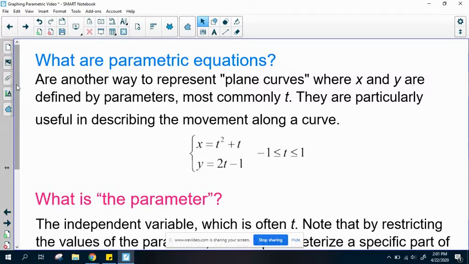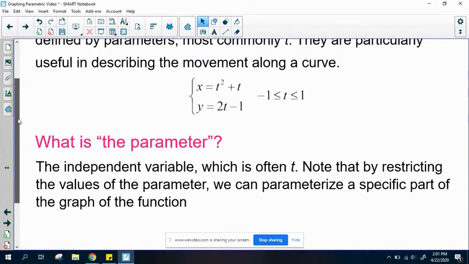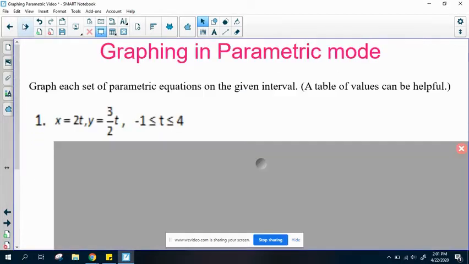But most often you'll see it restricted. Because t is our parameter, it's the independent variable, and by restricting it, we can look at just a very specific part of the graph that we would want to look at. All right, so let's talk about graphing. It's actually not that bad.